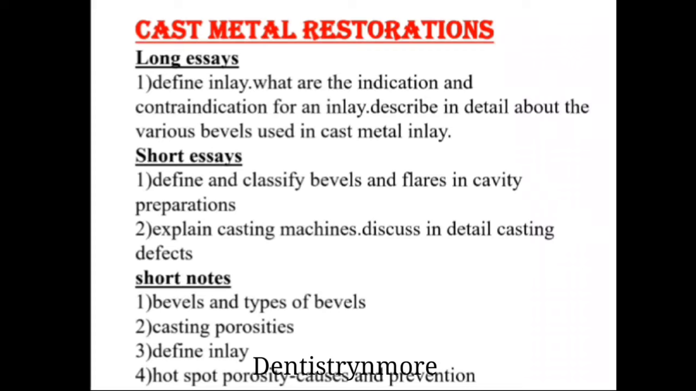Now we are moving to the cast metal restoration. In cast metal restoration, the long essays include define inlay, indications and contraindications of inlay, and describe about the various bevels used in cast metal inlay. Short essays include bevels and flares in cavity preparation, explain casting machines and casting defects. And the short notes include bevels and the types of bevels, casting porosity, inlay, hot spot porosity, causes and prevention.